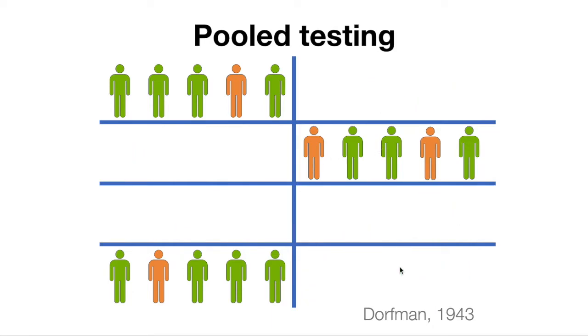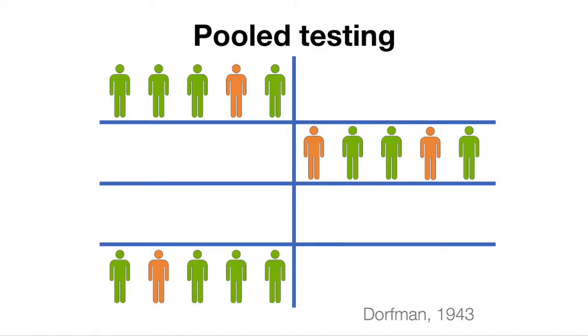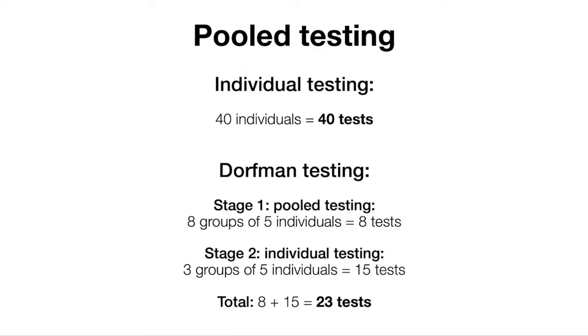We can rule out the negative tests because we know all of those people are non-infected. And then Dorfman's suggestion for his algorithm, Dorfman's algorithm, is that anyone who was in a positive test, we give them an individual test in the next stage. So that would be 15 more tests there. So we did 8 pooled tests in the first stage and then 15 more individual tests for 23 tests overall, which is less than individual testing, which is why pooled testing can be better than individual testing.